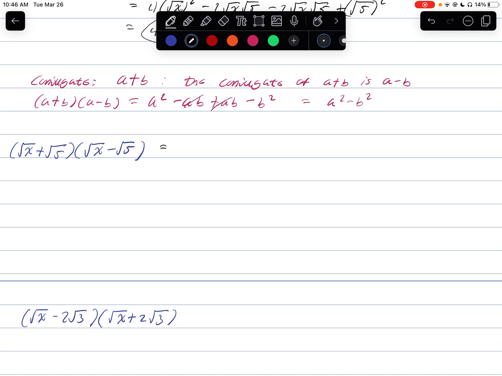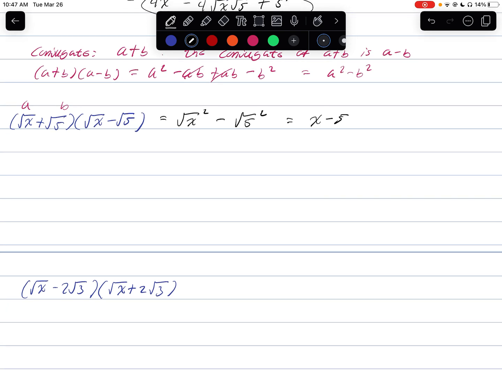So we can go straight to our formula here, A squared minus B squared. If the square root of x is A and the square root of 5 is B, then we can rewrite this as the square root of x squared minus the square root of 5 squared, okay? But these just undo the square roots, so this just becomes x minus 5, and that is your whole expression.